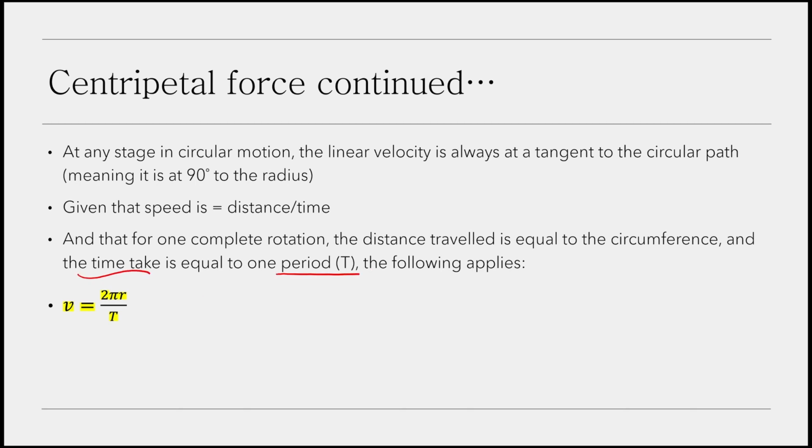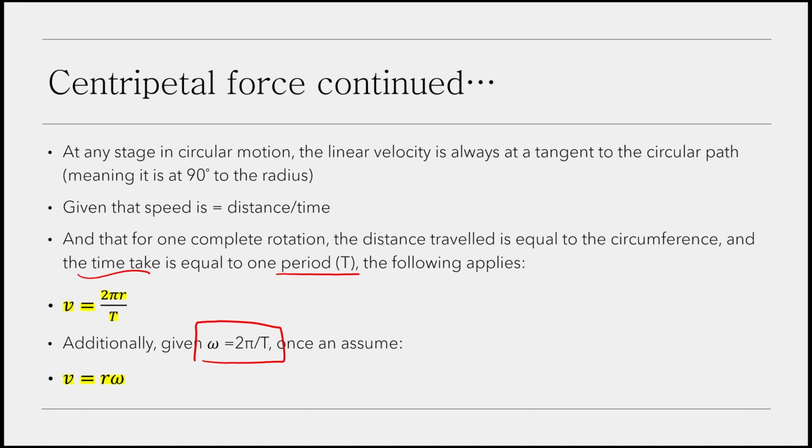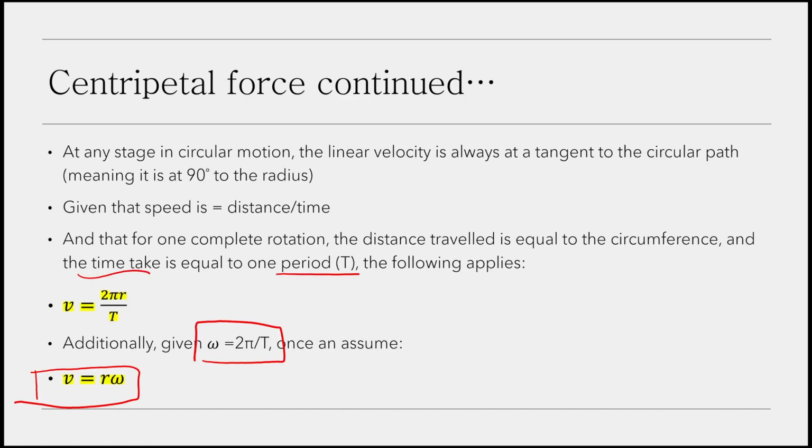Which I said is the time taken for one complete rotation. Okay? And then if we combine that with our previous equation, and if you don't recognize this equation, then you need to go back and watch our angular velocity video. When you substitute those together, you end up with this equation, where v is equal to r multiplied by omega, where v is the linear velocity, r is the radius, and omega is the angular velocity. So let's talk about how this links to centripetal acceleration, and just keep these equations in your mind, particularly this one here.